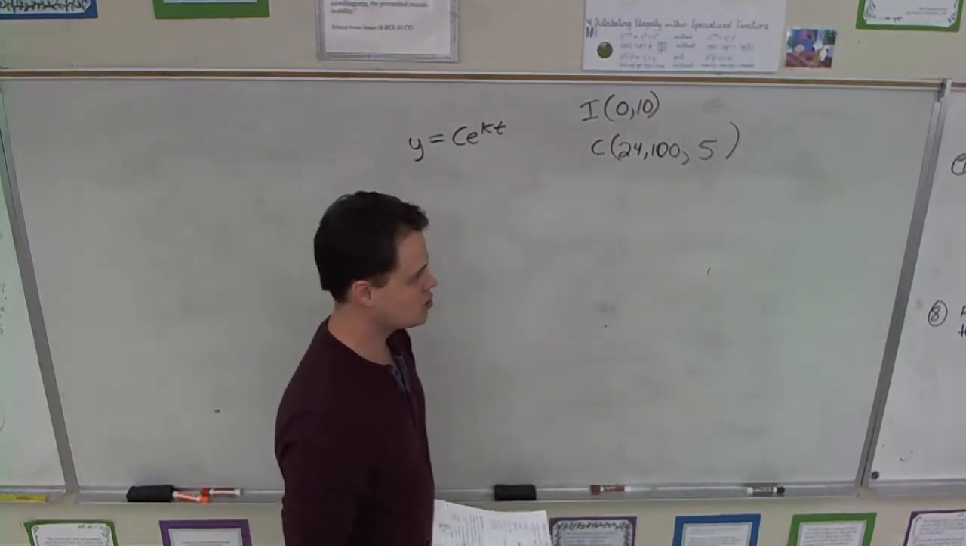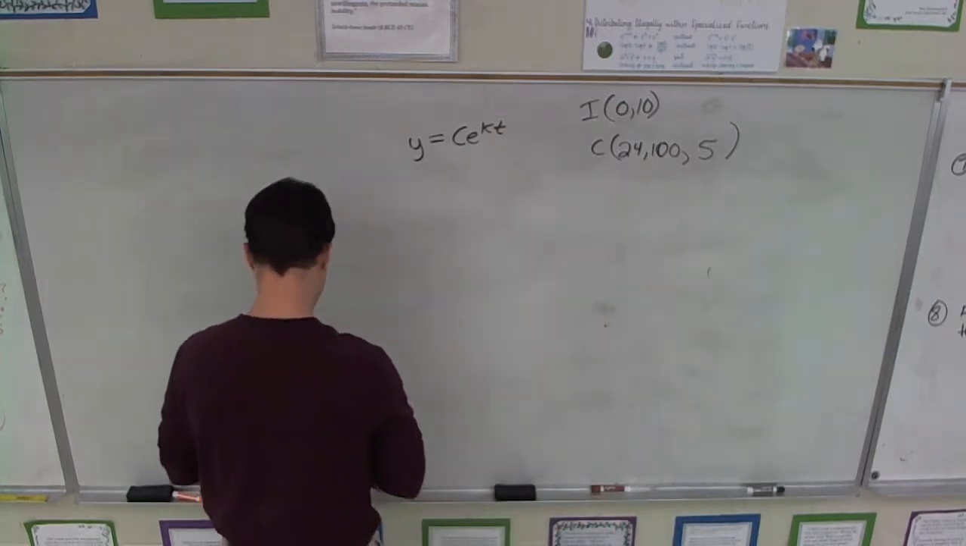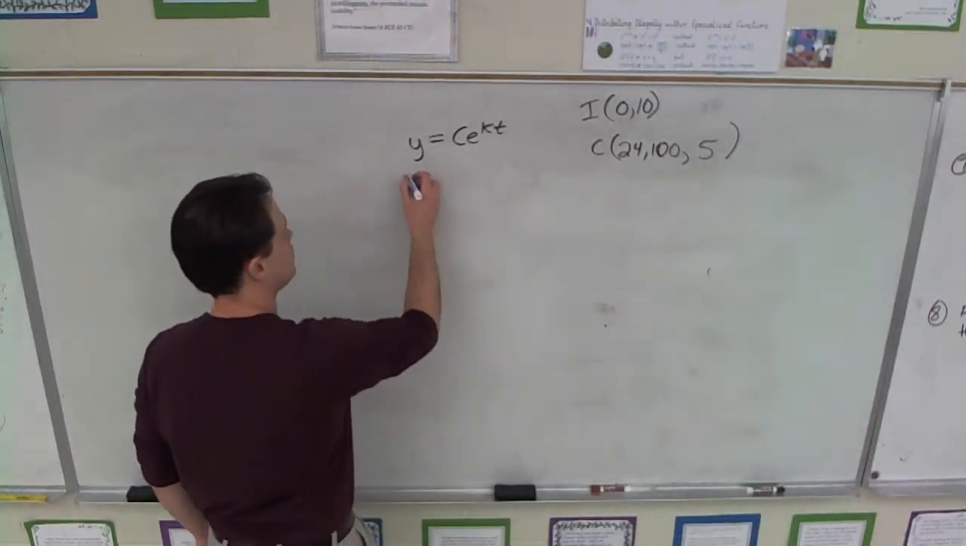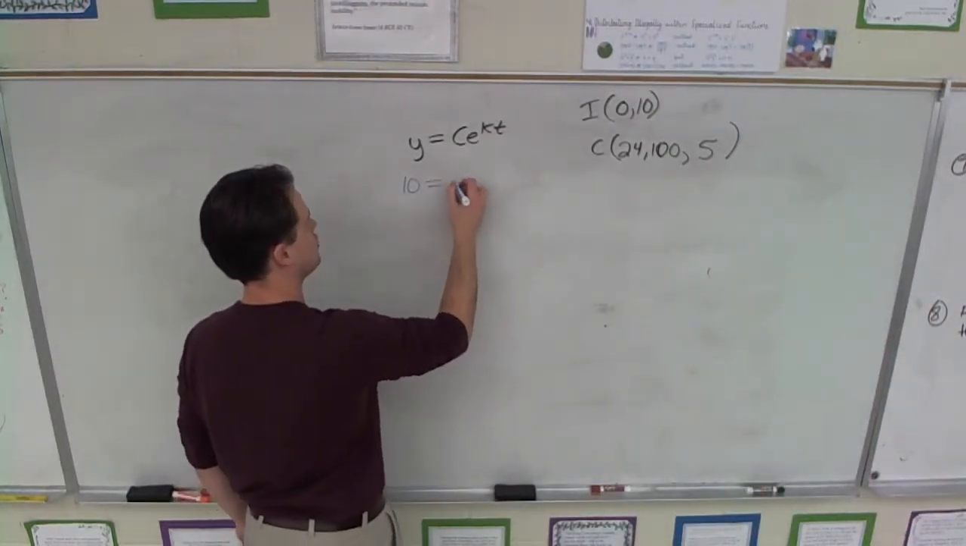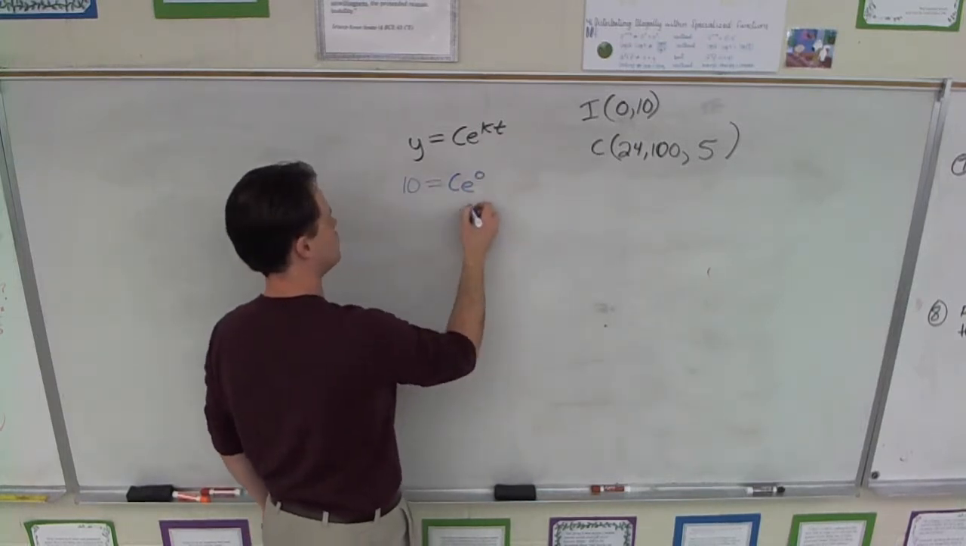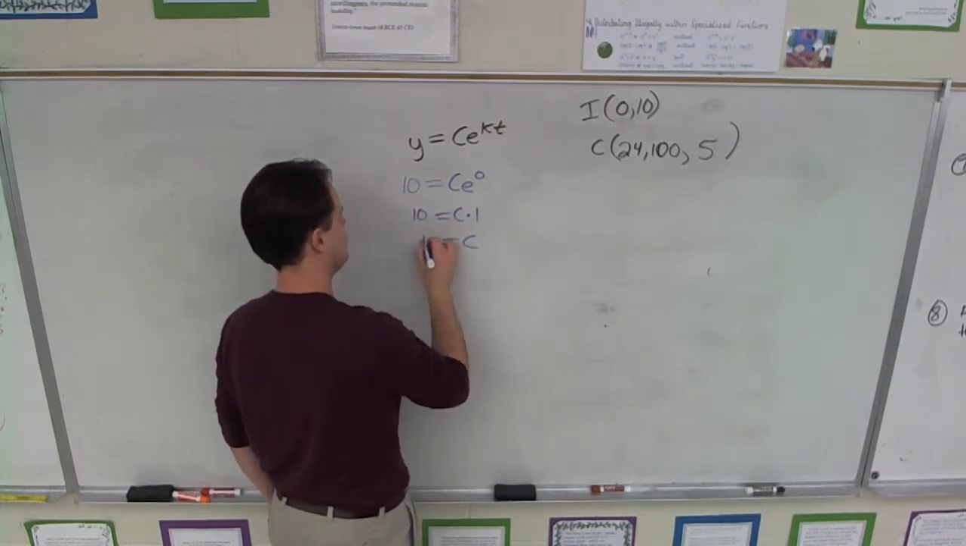So now we've got 2 conditions. We can solve it, and we'll be able to answer any question they ask us. So let me find my blue marker, and I'm going to say 10 equals C e to the 0, because the 0 will kill the k. So that's 10 equals C times 1. So that's C equals 10.